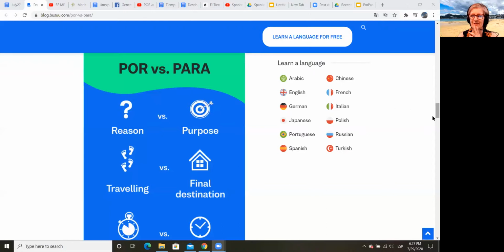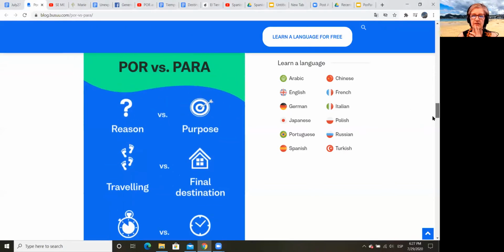We're gonna take a quick look at this little chart again before we start practicing. Por versus para. Por, you're giving a reason. On account of, because of something. Para is a purpose, and that's what we're going to practice with our little props soon.